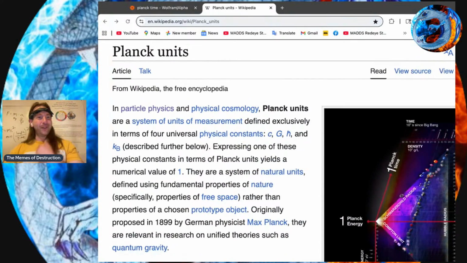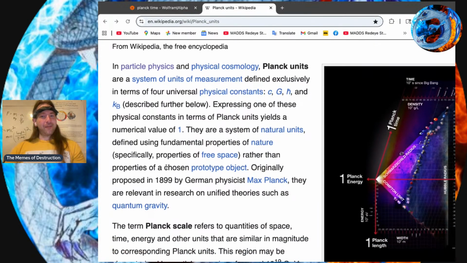Okay, let me do a reading from Wikipedia, because I went through at least the beginning of this, and I've viewed this page many times. Planck units in particle physics and physical cosmology. Planck units are a system of units of measurement defined exclusively in terms of four universal physical constants.